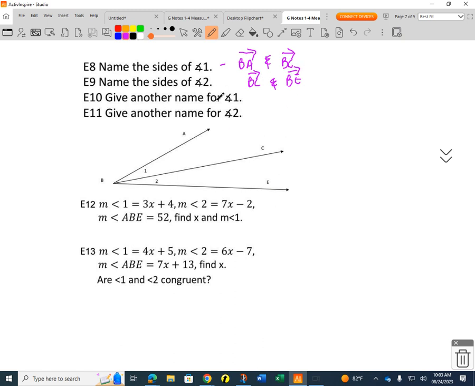Let's give another name for angle 1. Who can give me another name for angle 1? Jed, can you give me another name for angle 1? Angle ABC would work. You could also say angle CBA, but either will work. Give me another name for angle 2. Gerald, can you give me another name for angle 2?